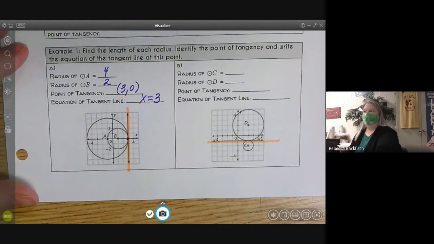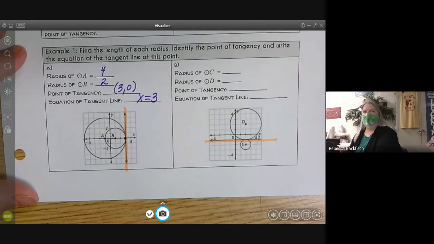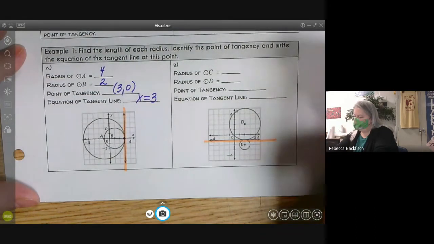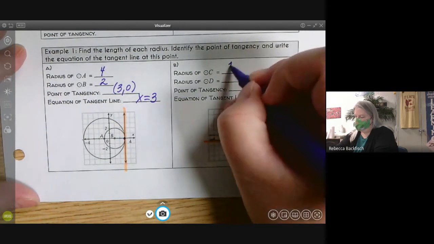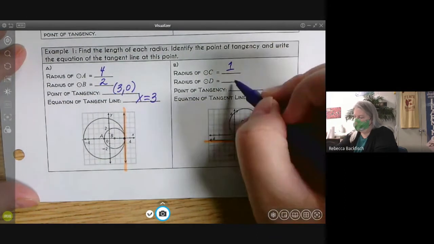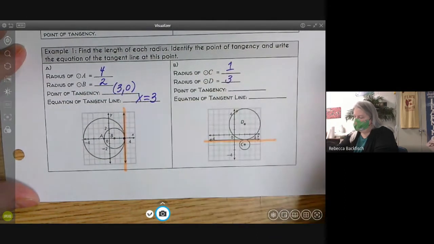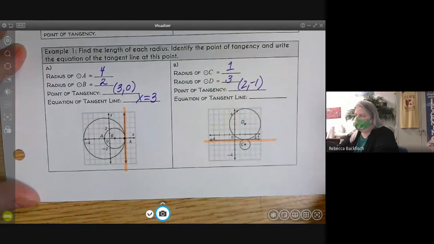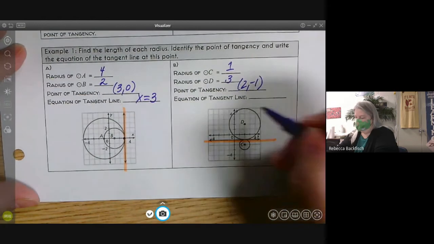Okay. Why don't you check this real quick before you go there? We're just going to go through this real quick. So radius of C is what? 1. Good. Radius of D is 3. The point of tangency, and the equation of the tangent line. You got it.